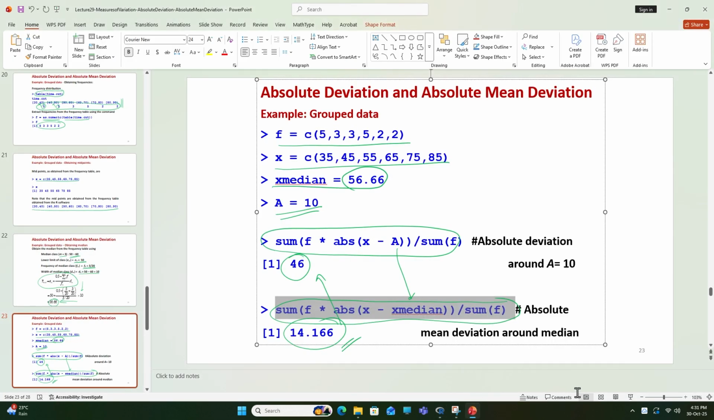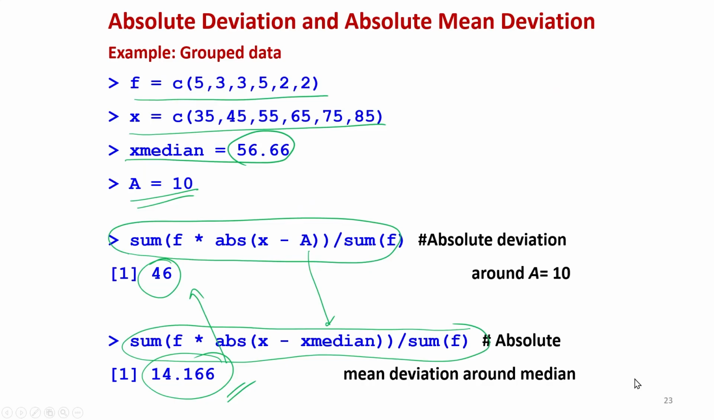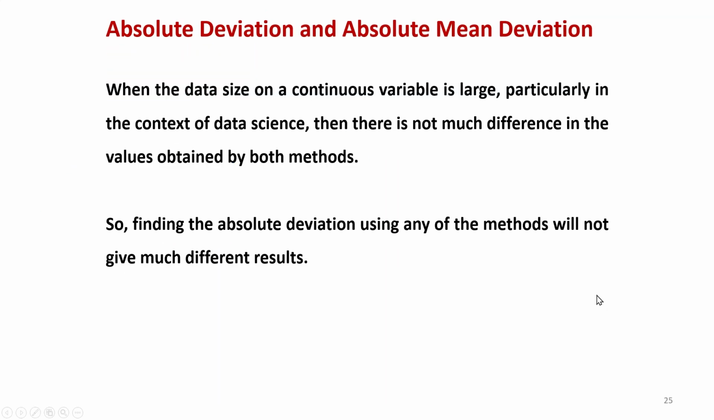So you can see it's not a very difficult thing to obtain, but the more important part is which of the tools you should use. As I told you earlier also, when we are taking such a small sample, you have seen that using this absolute mean deviation and absolute deviation, the numerical values come out to be there.